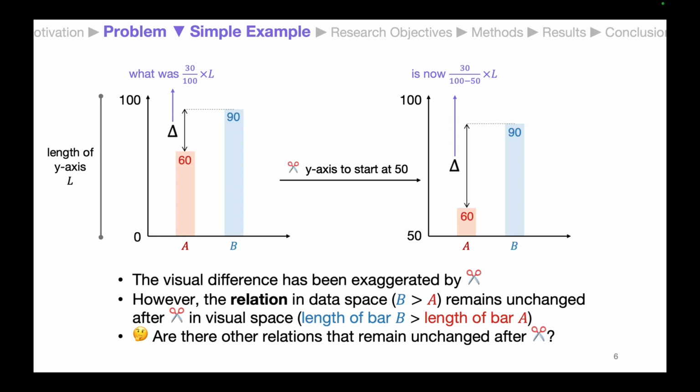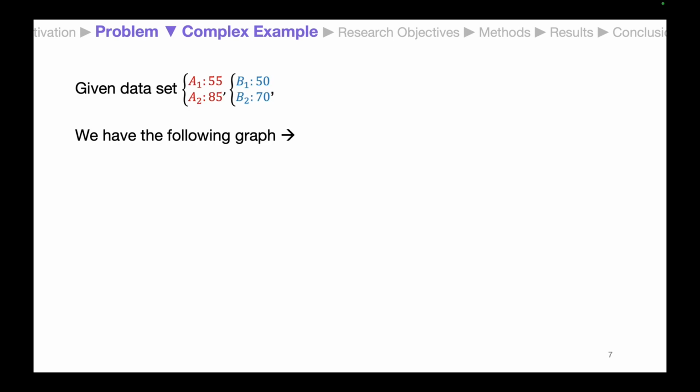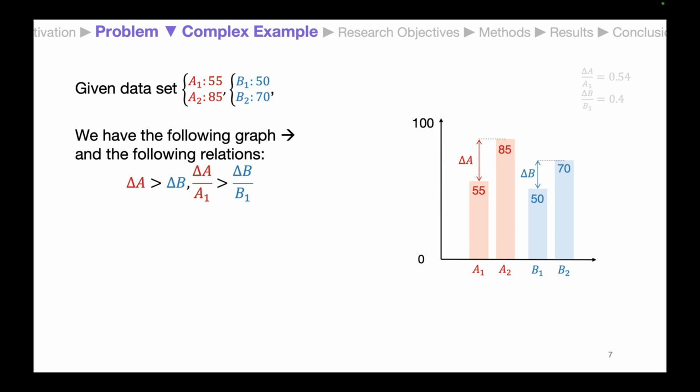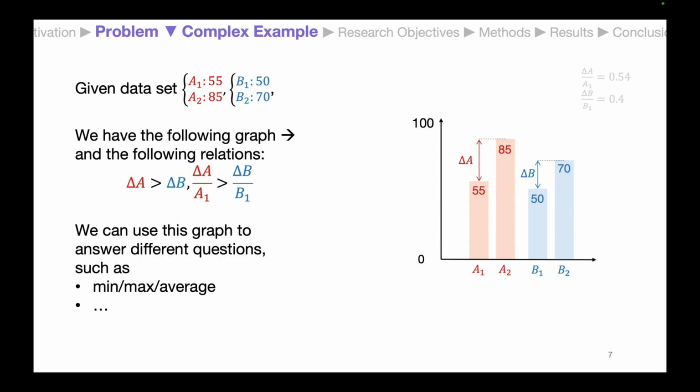Are there other relations that remain unchanged after we truncate? The short answer is yes, but for that we need to consider a more complex example. Now, given the following dataset, A1: 55, A2: 85, B1: 50, and B2: 70, we have the following graph on the right, and the following data relations: delta A bigger than delta B, and delta A divided by A1 bigger than delta B divided by B1. Now we can use this graph to answer different questions, such as what is the minimum value in group A, what is the maximum value in group B, etc.